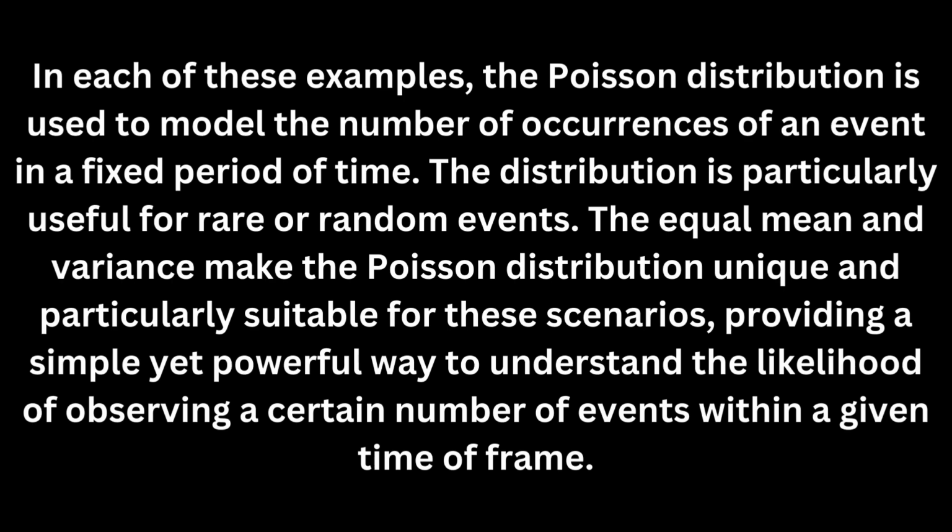In each of these examples, the Poisson distribution is used to model the number of occurrences of an event in a fixed period of time. The distribution is particularly useful for rare or random events. The equal mean and variance makes Poisson distribution unique and particularly suitable for these scenarios, providing a simple yet powerful way to understand the likelihood of observing a certain number of events within a given frame of time.